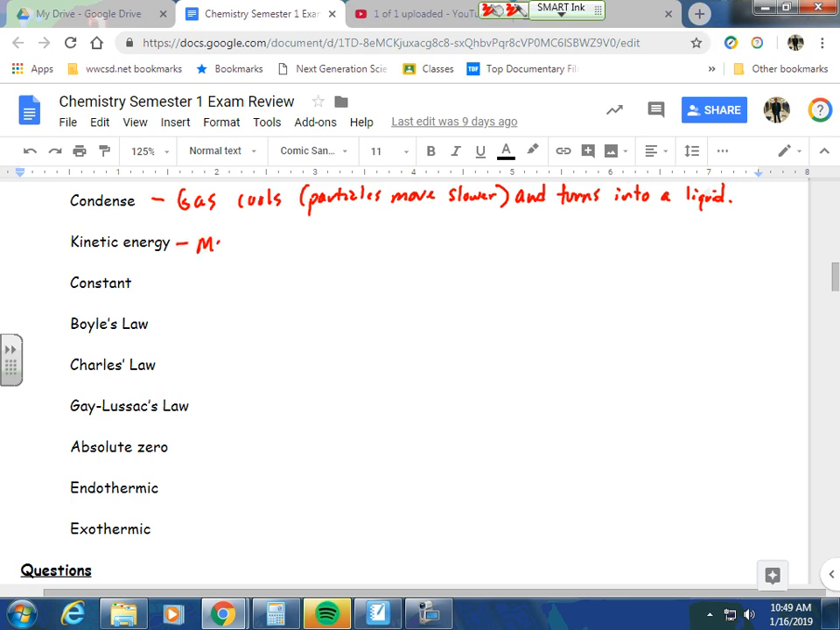Kinetic energy is moving energy. So we think of kinetic energy with speed, particles. Okay. More kinetic energy means faster. Less kinetic energy means slower. Constants are the things in experiments that do not change, or they stay the same.